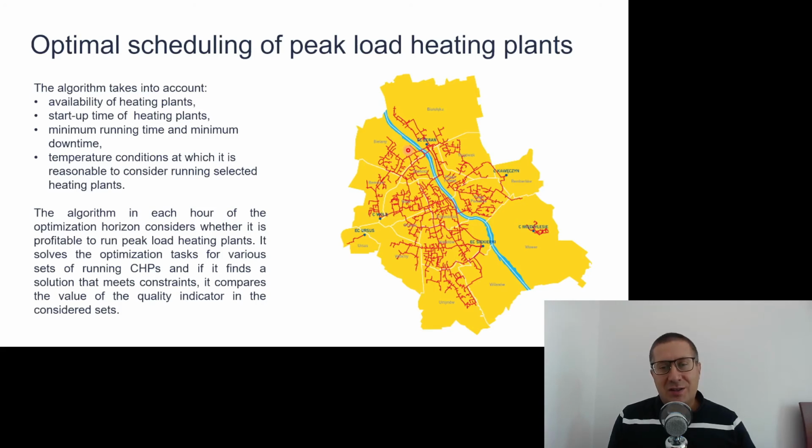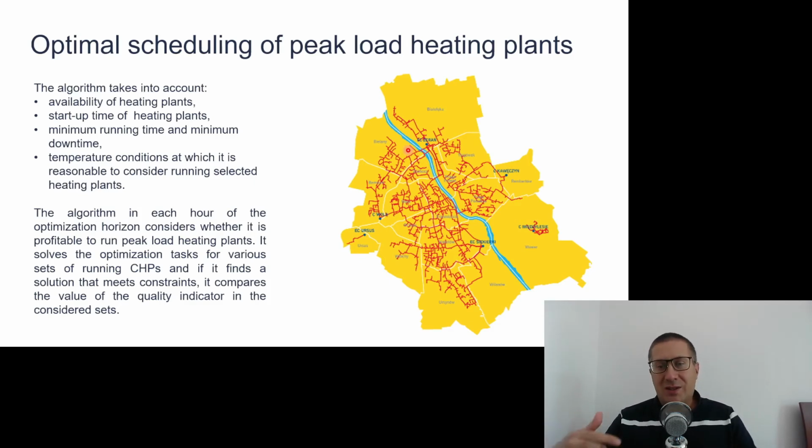And generally, this whole optimizer is about delivering enough heat to the users for each particular hour of a day. We don't want to give more heat than is needed because we will generate losses and we would like to minimize those losses. We don't want to give a lower amount of heat because the users will be angry and start calling us: hey, I'm cold, what's wrong with those radiators?